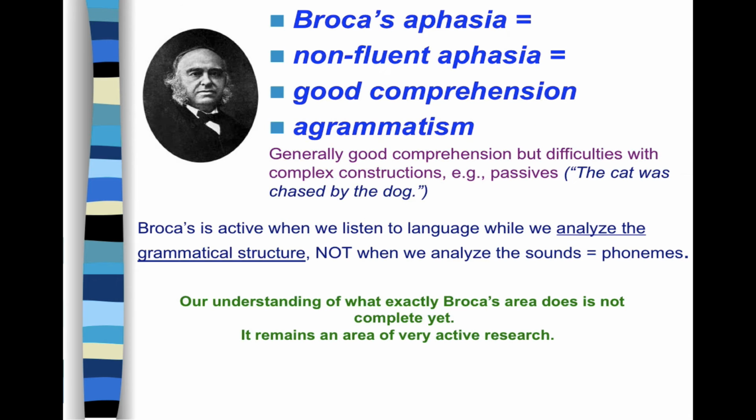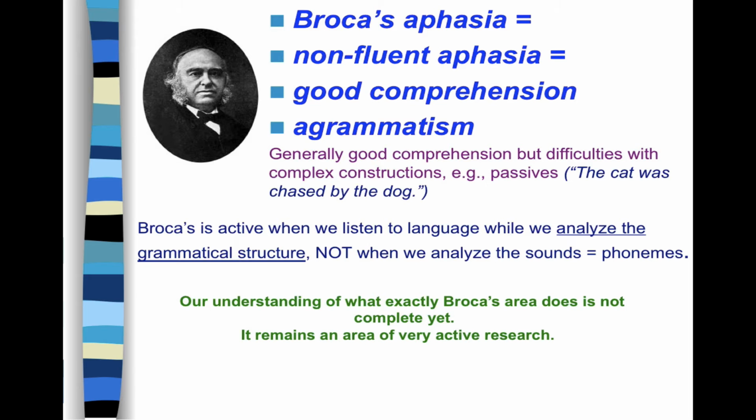Okay, so Broca's aphasia, and I have this for you on your need-to-know page. Broca's aphasia is also called non-fluent aphasia, because if you have Broca's damage, you cannot speak fluently anymore. But good comprehension is typically retained. Another thing that happens in Broca's aphasia is agrammatism. Agrammatism means that you're going to mess up the grammar of your own language. I'll show you examples of that in a little bit. So generally there's good comprehension, but there are difficulties with complex constructions, for example with passives.